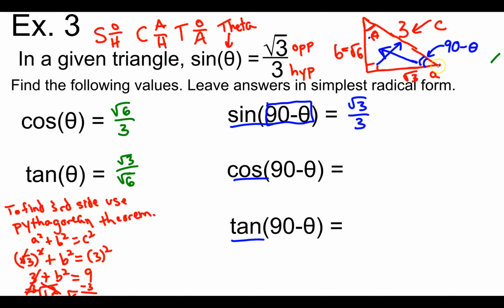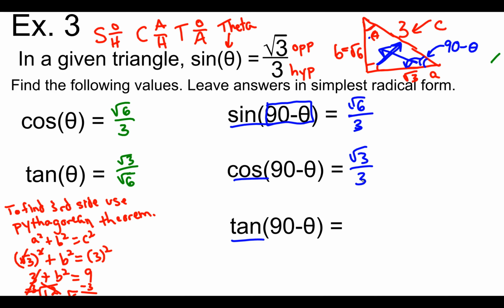Next one, cosine of 90 minus theta. So cosine is adjacent over hypotenuse. So it's going to be, oops, I messed up sign. This should be square root of 6. Sorry about that, guys. This is going to be square root of 3 over 3.